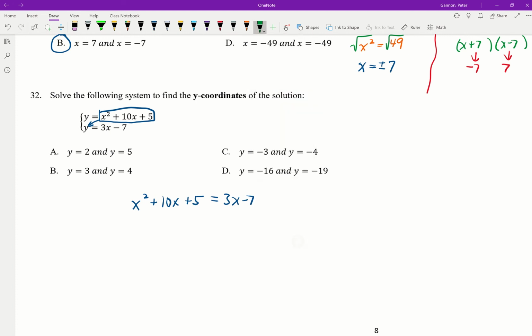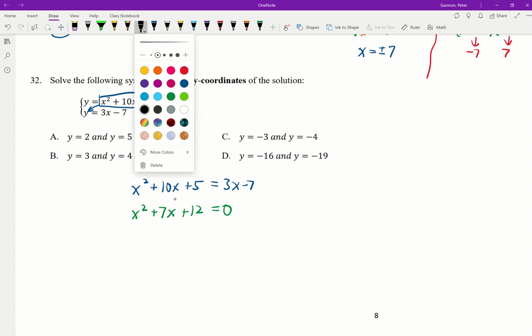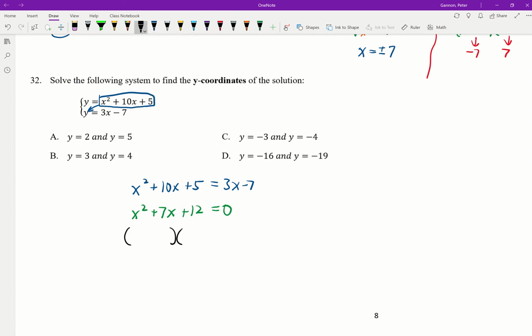You've got a quadratic with variables in more than one spot. So we want to start by setting it equal to 0. X squared, subtract 3x, which gives us 7x, add 7, which gives us 12. And then we're going to go ahead and factor this. So two binomials. X squared tells me x and x. Positive says the signs are the same. They're going to be positive.